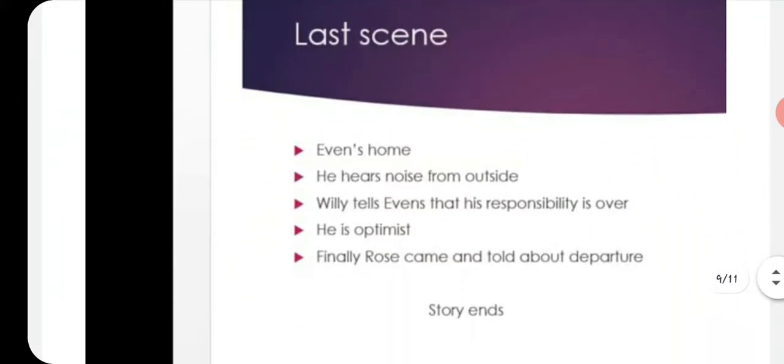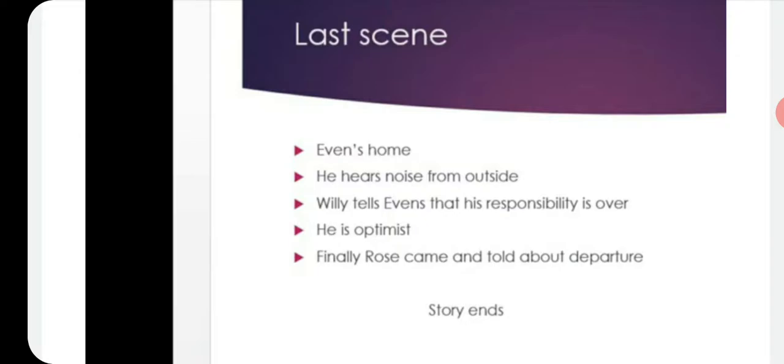And in the final, eighth scene, Evans's home is described in the very first line of that scene, and Evans is sitting with Willie. Willie and Evans are gossiping about the Collinses and about the UFOs and other things. He hears a noise from outside. Willie tells Evans that his responsibility is over, and he is optimistic.